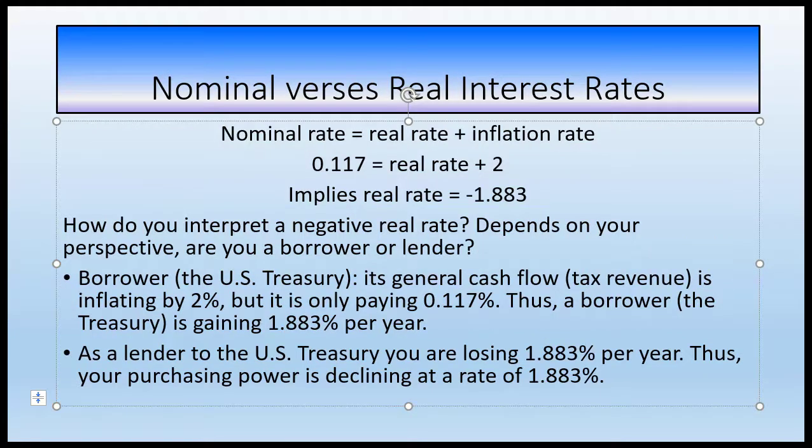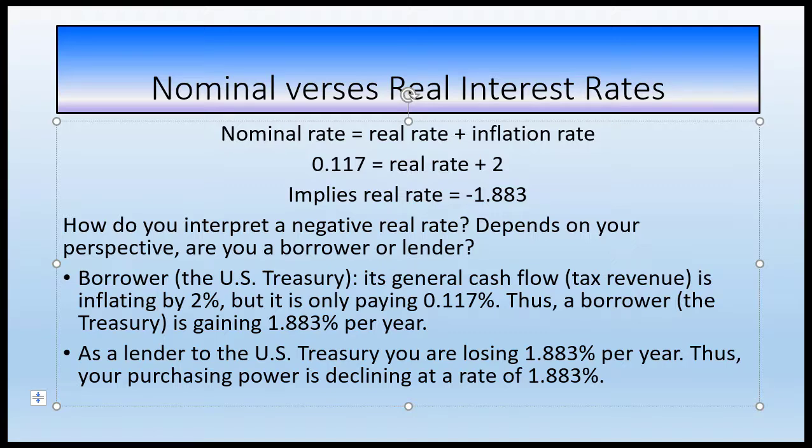Now let's move on to nominal versus real interest rate. From the Fisher equation, we know that the nominal interest rate, that's the interest rate you normally see advertised, equals a real rate plus an inflation rate. The real rate is usually hard to find. The inflation rate, we estimate, that's pretty well publicized. But what happens is we have a nominal rate, we have an inflation rate, and we back into the implied real rate. And that's what I'm doing here.